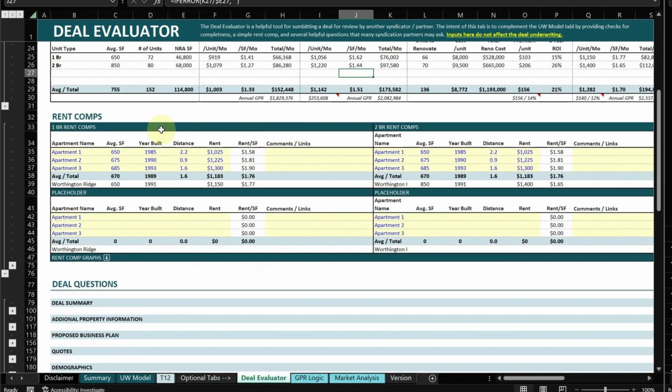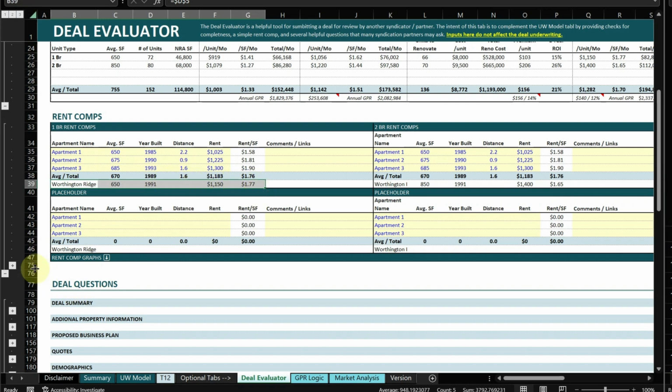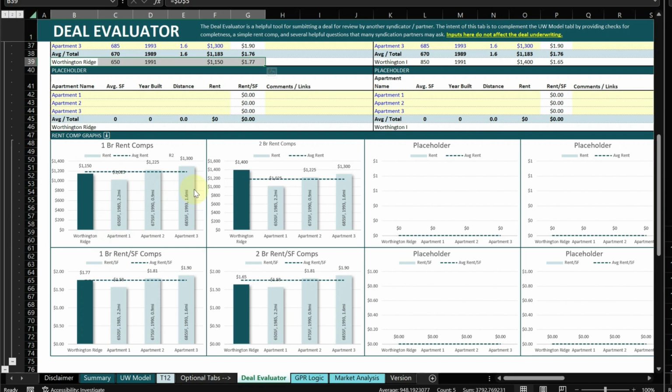So what happens here is this will dynamically adjust depending on how many bedrooms there are up here, the unit types of bedrooms. So this would be my one bedroom rent comp. I would look up three apartments, provide this information, very simple, and it's going to compare it against the apartment that was underwritten. And there are some graphs down here that are hidden.